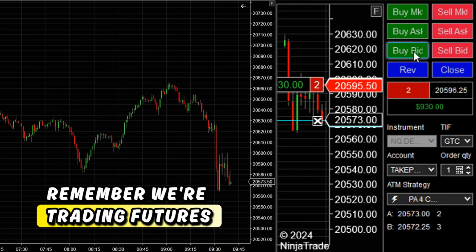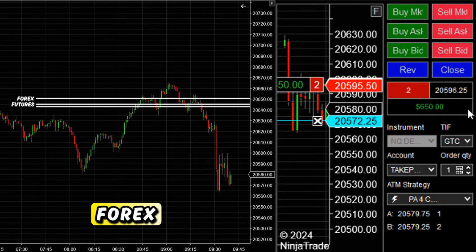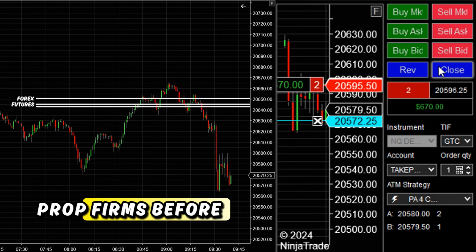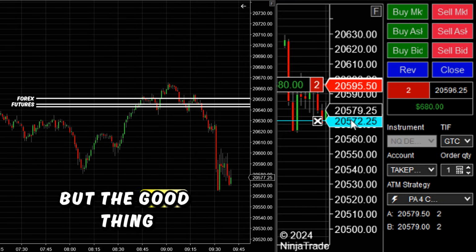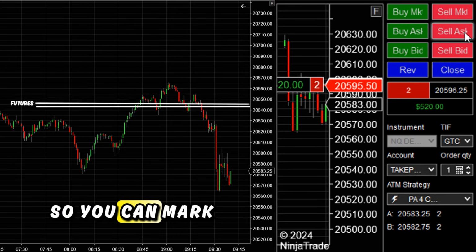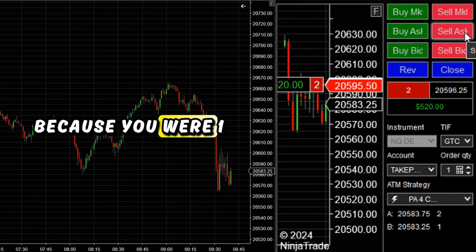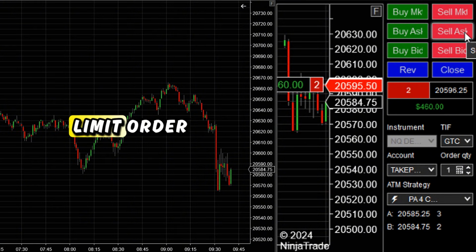Remember, we're trading futures. The slippage on futures is much less than on Forex. When I traded Forex prop firms before, the slippage was unreal. But the good thing with futures is that the slippage is very little. So you can market in, get in, and get out without missing the trade because you were 1 to 2 ticks short of your limit order.